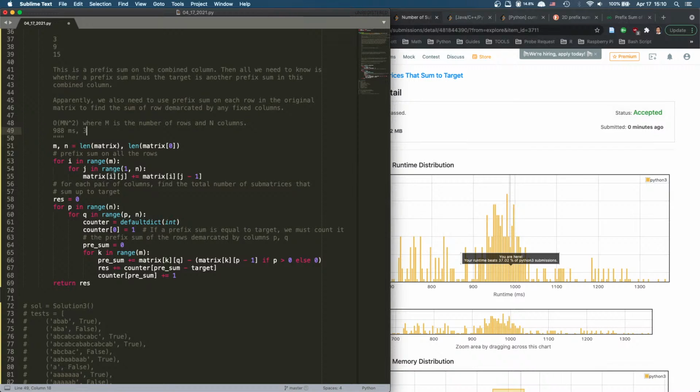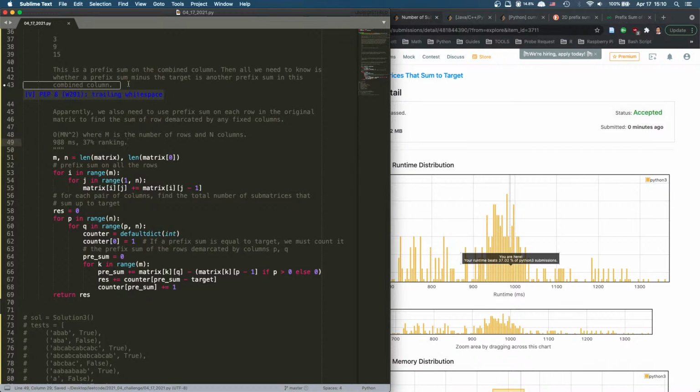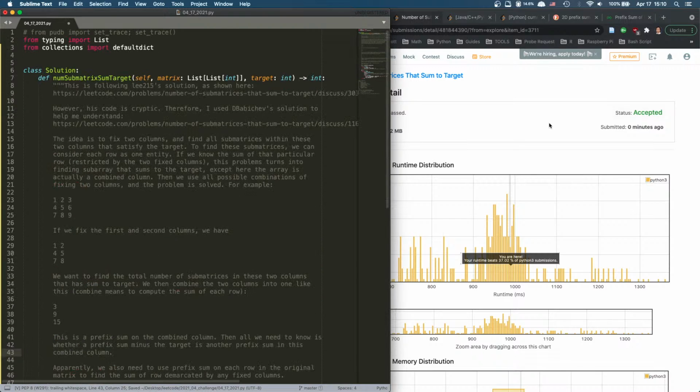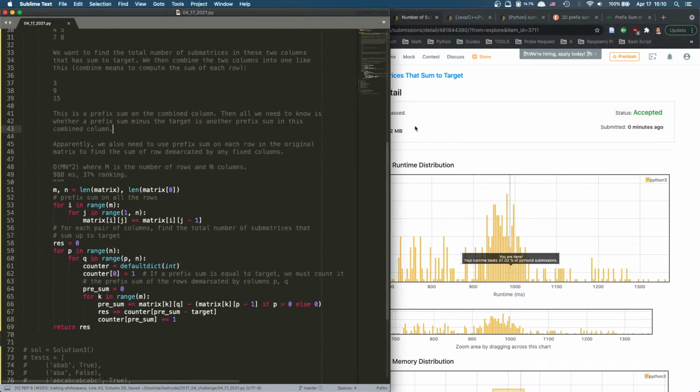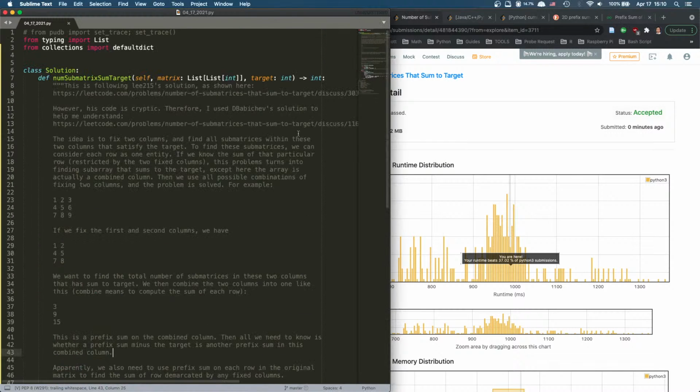988 milliseconds, 37% ranking. Man, I think it's a good decision that we have made to restrict the number of minutes that we allowed, right? So we have 45 minutes. I think I gave up around 48. If I kept thinking about this, I think the same thing will happen. I'll spend like 5 hours on this and still cannot solve it. But it's good. I'm going to digest a little bit more. Just keep looking at it.